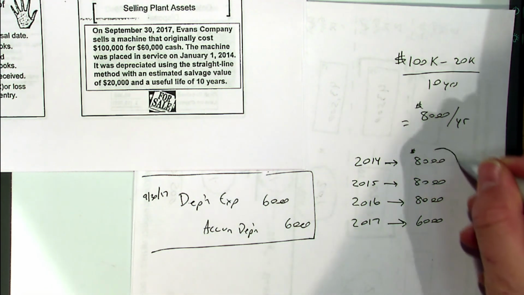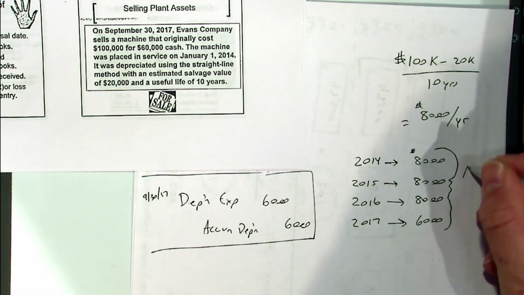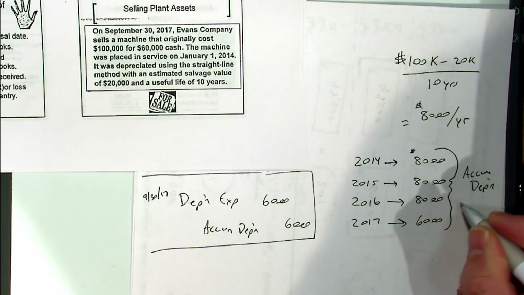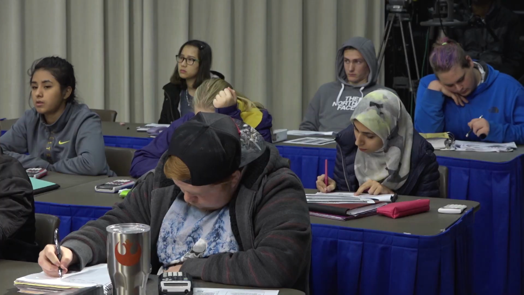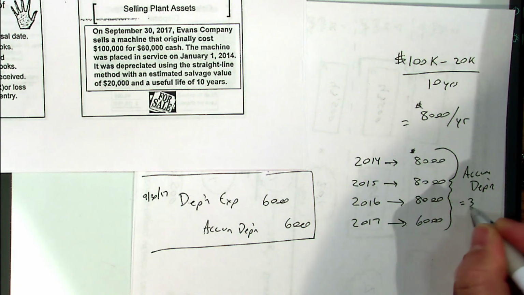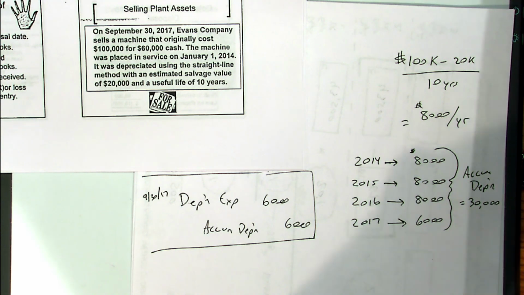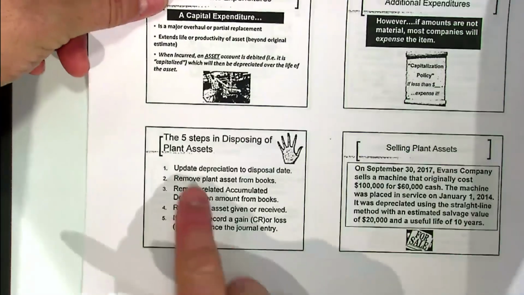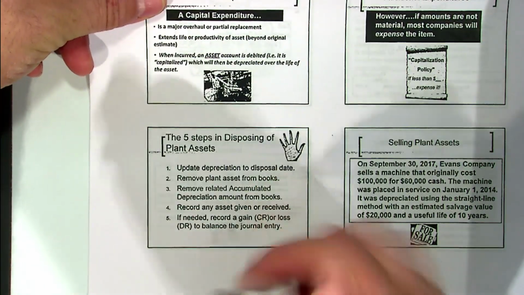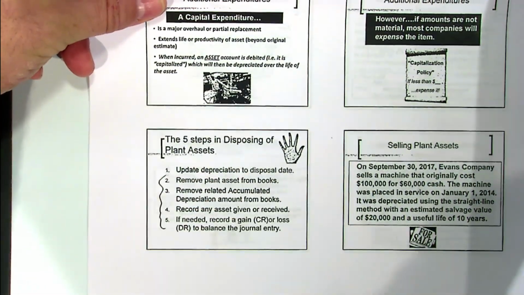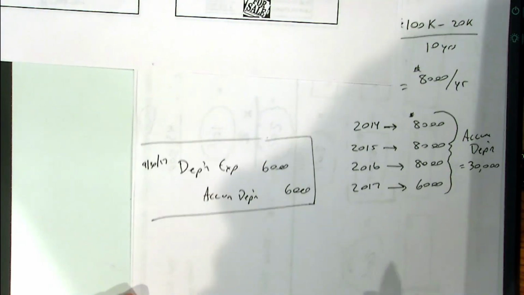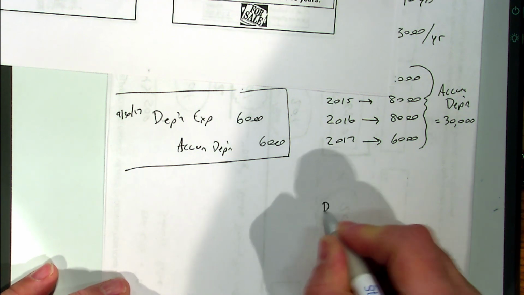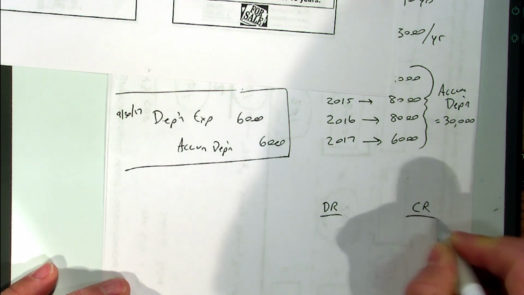Okay, so what is accumulated depreciation? How much is accumulated depreciation? 8 plus 8 plus 8 plus 6 is 30,000. You agree? Okay. So the first step is we updated depreciation to the disposal date. Now we're going to build the journal entry. Okay? Let's build the journal entry down here. This will be our debit column. This will be our credit column.